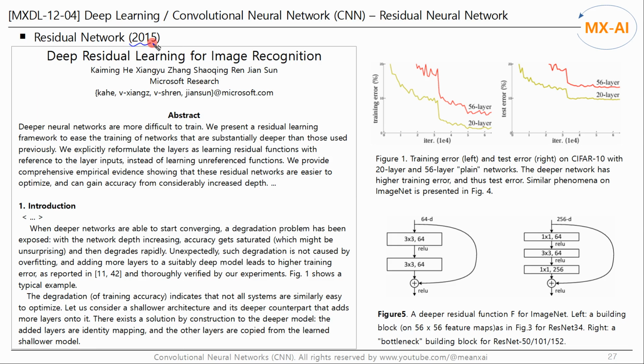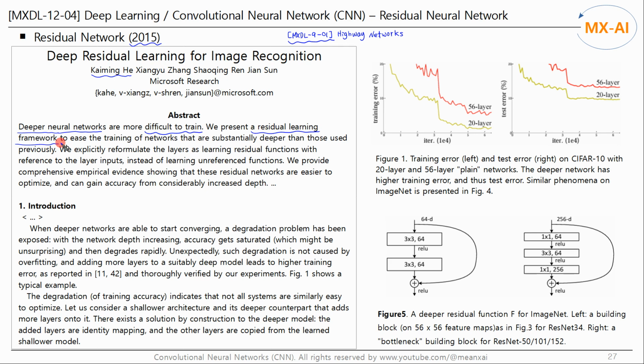In 2015, Kaiming He et al. proposed the residual network in this paper. This was briefly covered in the highway network video, but will be covered in more detail in this video. To achieve better performance, we need to build deeper neural networks. However, deeper neural networks are more difficult to train. This paper presents a residual learning framework to ease the training of networks that are substantially deeper than those used previously.